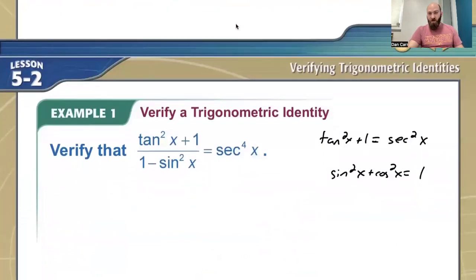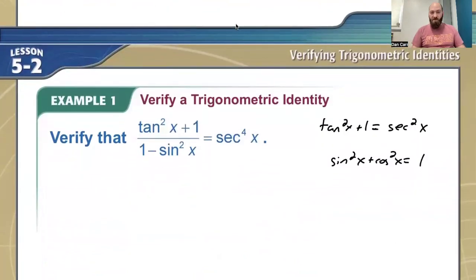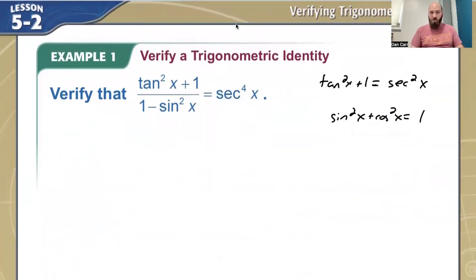So let's look at this scenario here. We want to verify that this is a trigonometric identity. Does tangent squared of x plus 1 divided by 1 minus sine squared of x equal secant to the fourth of x? There's a couple things to focus on. Dealing with this secant to the fourth, I'm probably going to be using this one. I'm also dealing with our sine squareds, so I've got this one going as well.